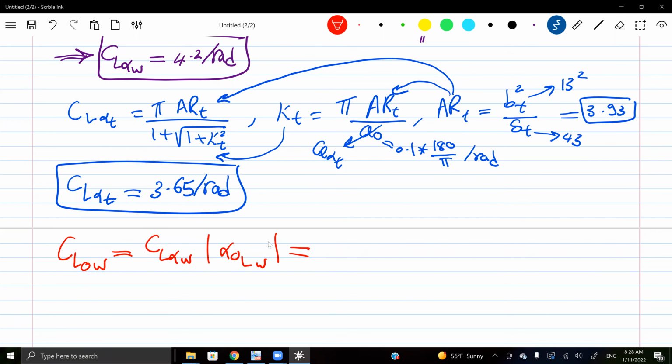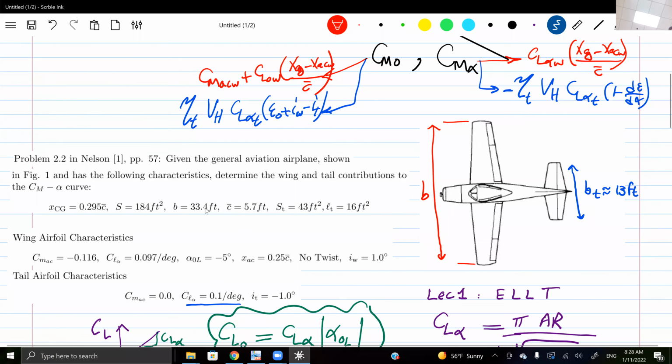Was the reference area of the tail also found by the scale? It was given. Oh, it was given? Okay. Yeah, and if it wasn't, I would have got it the same way. But luckily, it was given. Okay, thank you, thank you.